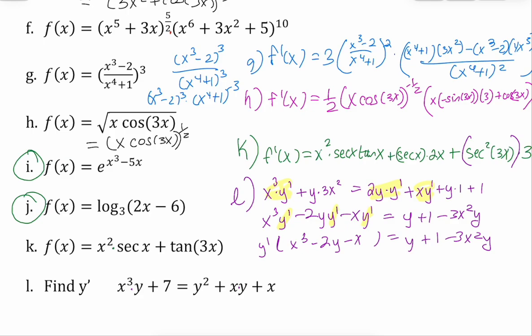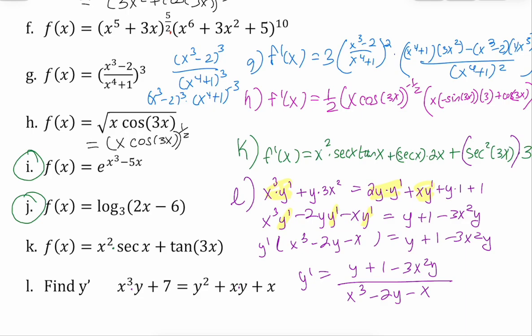So that's all you do. Divide it, put it on the other side, bam, we're done. So y prime is the right side, y plus 1 minus 3x squared y, over the parenthesis. Now you can put the parentheses on, but if you put it clearly under there, you don't have to, but feel free if you want to put the parentheses. That's y prime. You always do the same thing.